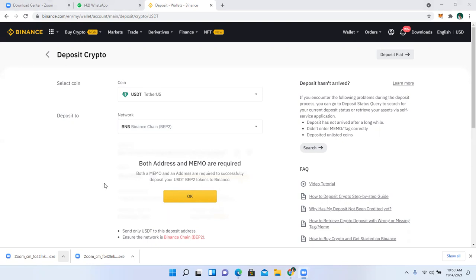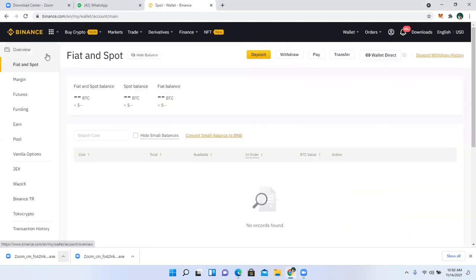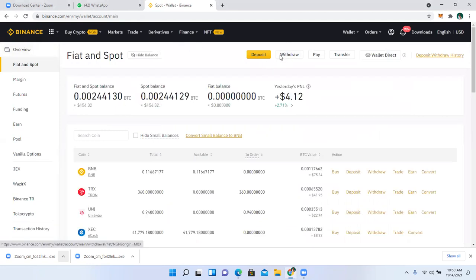Okay, I hope that answers your question, right? So now that's just to receive a deposit. But if you want to withdraw to a different address, all you need to do is go to withdraw. Just come to withdraw here, and click on withdraw.